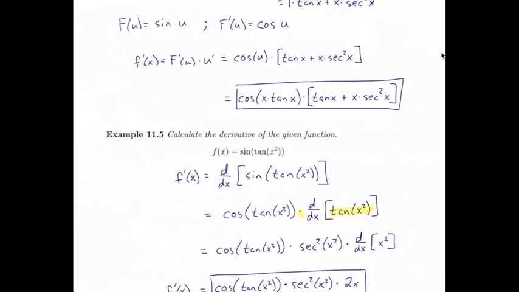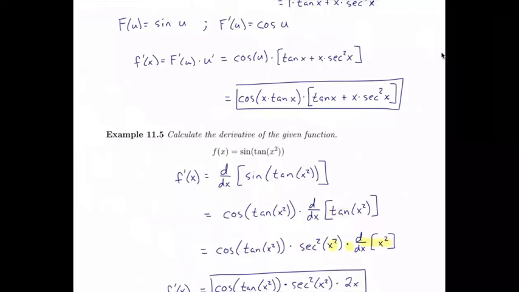Well, when I look at this inner function, I realize it is also a composite function. The outer function is tangent, the inner function is x squared. So the derivative of tangent is secant squared. I apply that derivative to the argument, x squared. And then lastly, I take the derivative of the inner function here. And that's the product on the end here, right?